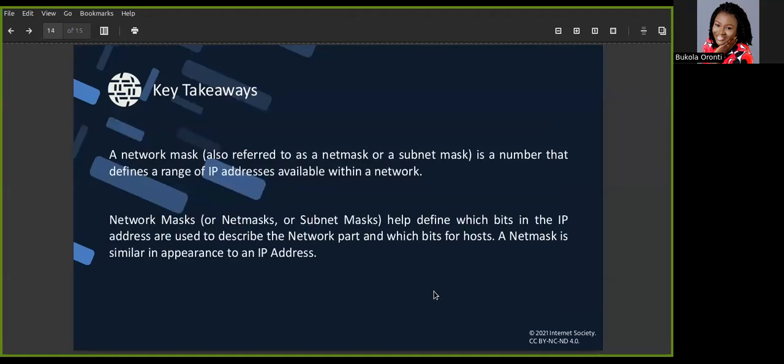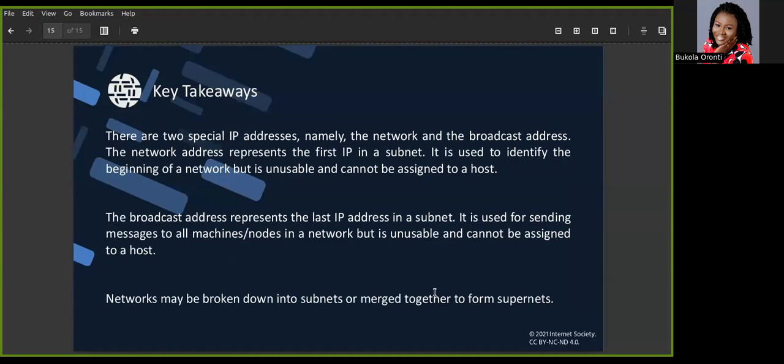So now what are the key takeaways from this networking concept that we have looked at? One, the network mask. A network mask, also referred to as a subnet mask, is a number that defines a range of IP addresses that is available within a network. Network masks or subnet masks help define which bits of the IP addresses are used to describe the network part and which bits are used to describe the host part. A network mask is similar in appearance to an IP address. Also, there are two special IP addresses, namely the network and the broadcast address.